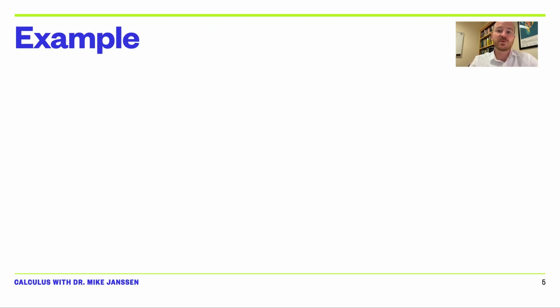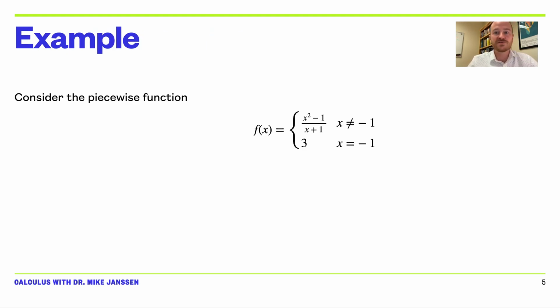So the first example that we want to look at involves the piecewise function shown on the screen. This function is defined to be x squared minus 1 over x squared plus 1 when x is not equal to negative 1, because of course at negative 1, this function is undefined. So at negative 1, f of x is defined to be 3. And the question that we want to explore is, what is the limit as x approaches negative 1 of f of x? Notice that f of negative 1 is 3.